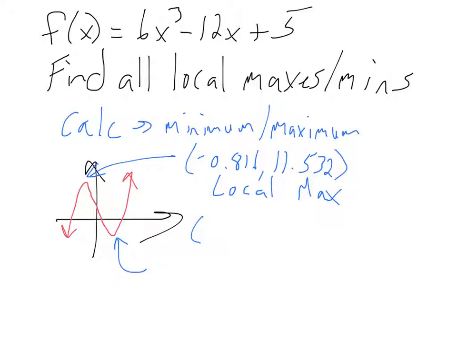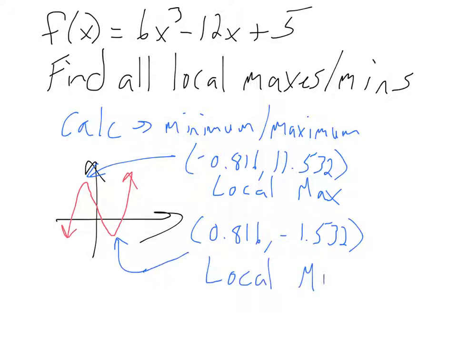And it looks like this point is going to be the point 0.816, positive 0.816, and negative 1.532. Right? And this is, of course, a local minimum of the function because it goes from decreasing to increasing. So if we're given the graph of the function, as in previous examples, we can just look at the graph to identify local maxes and mins.